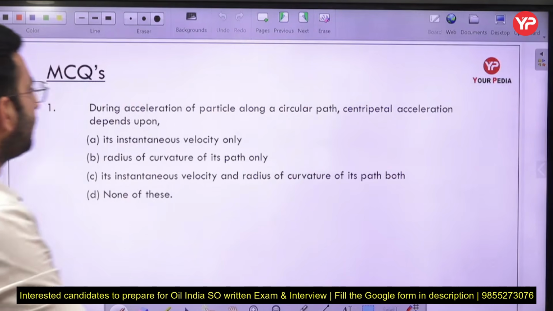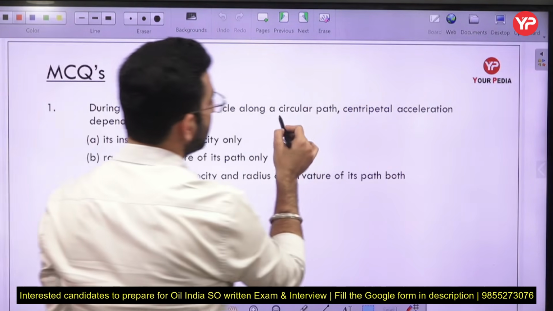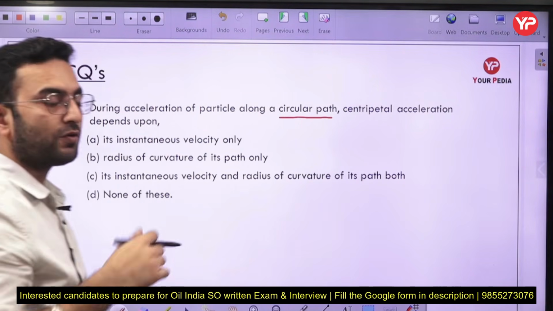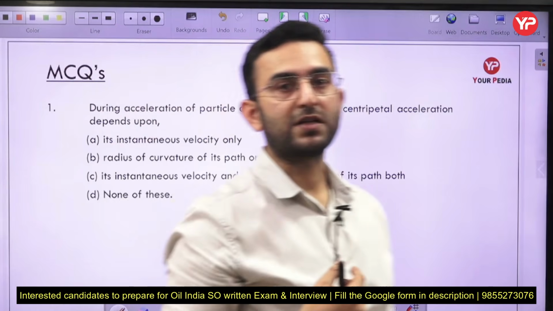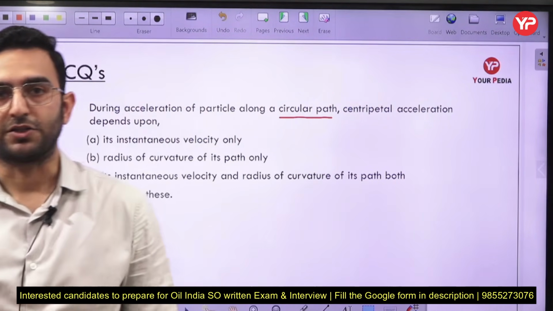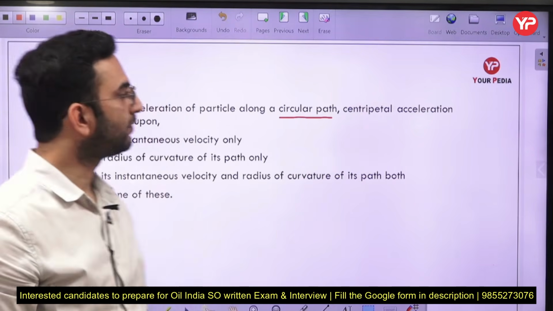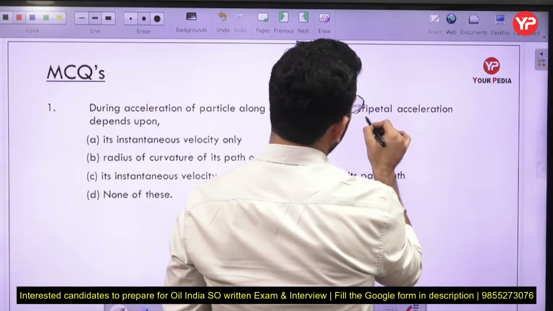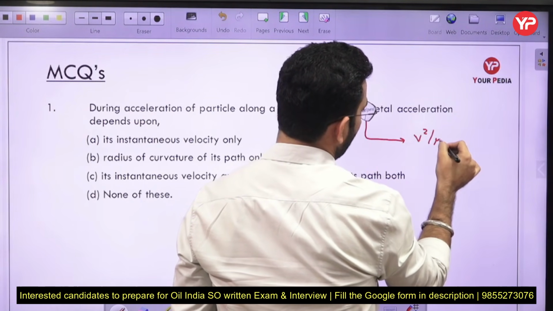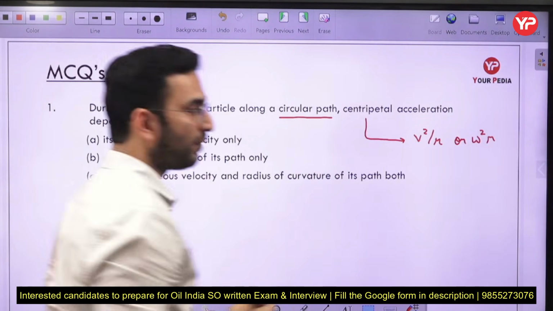The first question is: during the acceleration of a particle along a circular path, the centripetal acceleration depends upon. Whenever we talk about a body rotating in a circular path, there are two types of acceleration. The first is known as the radial acceleration and the second is the tangential acceleration. The radial acceleration is also known as the centripetal acceleration, and its magnitude is given by v square upon r, or you can calculate it as angular velocity square multiplied by radius.